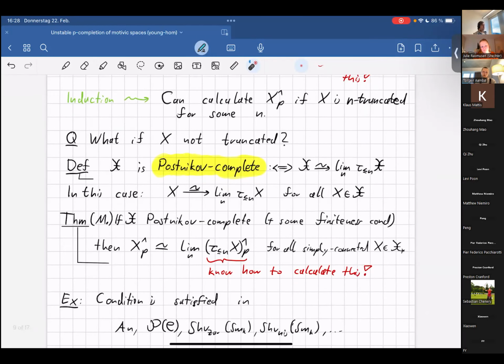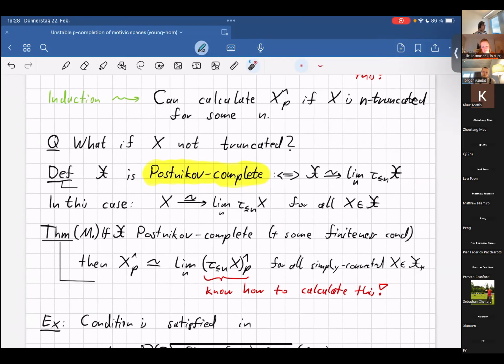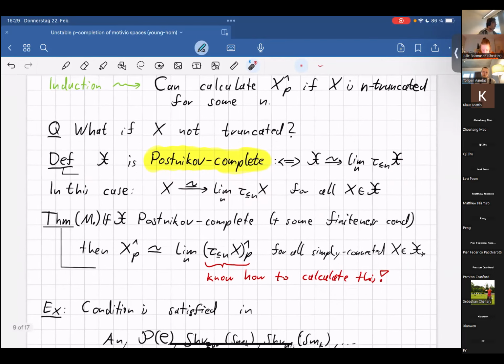Okay, where was I? Okay, here. So if we are Postnikov complete, then every X can be written as the limit over the n-truncations of X. So this implies that also this is true. And now you can hope that if I p-complete this, then all I have to do is take the limit over the p-completions of these guys. And this is almost true.